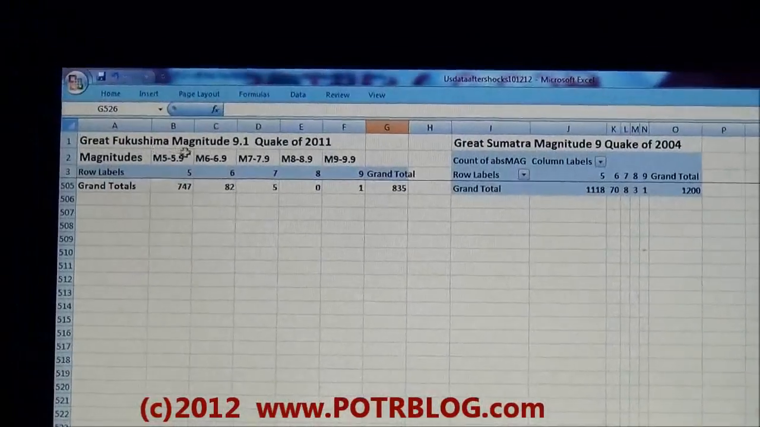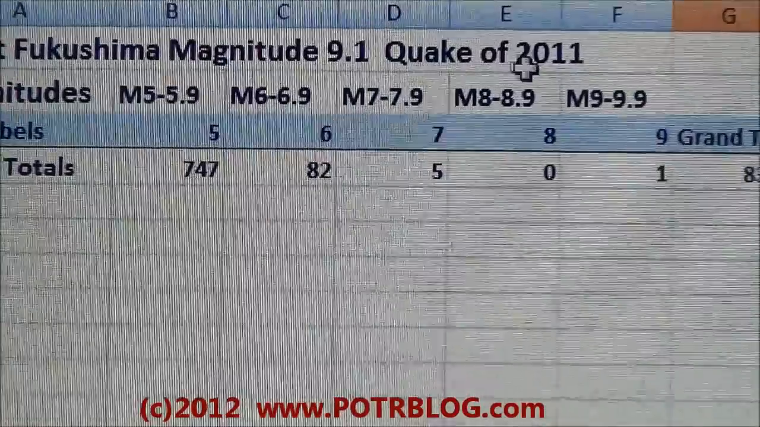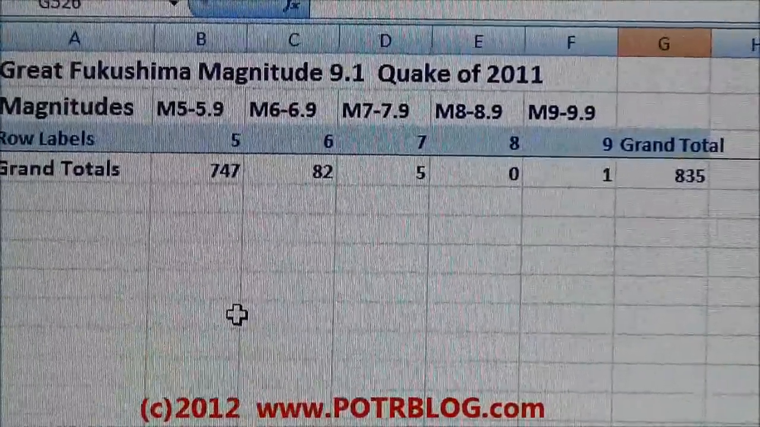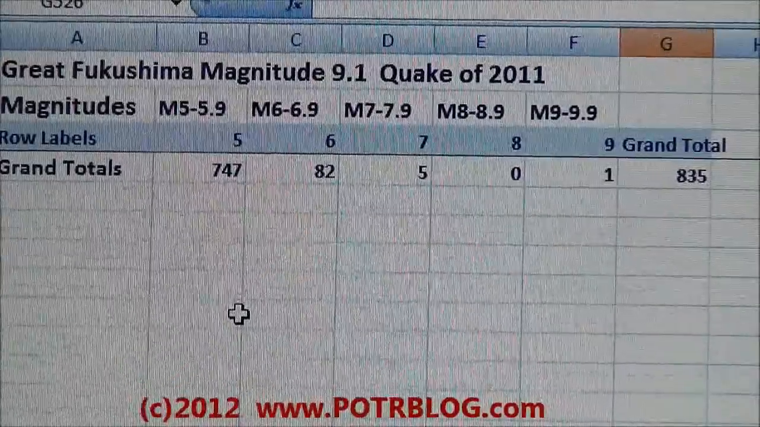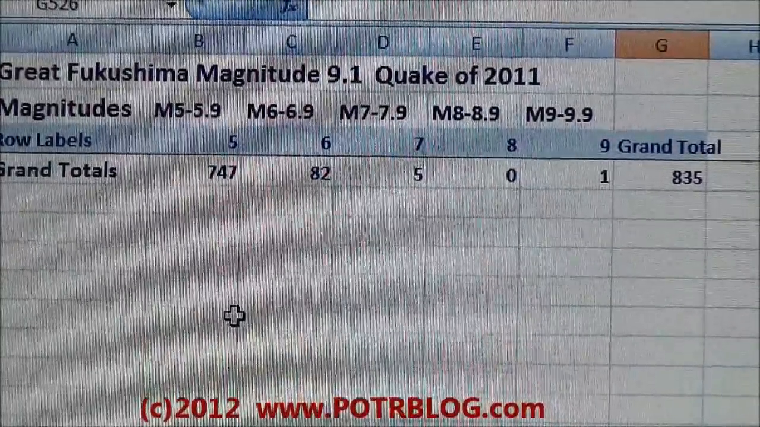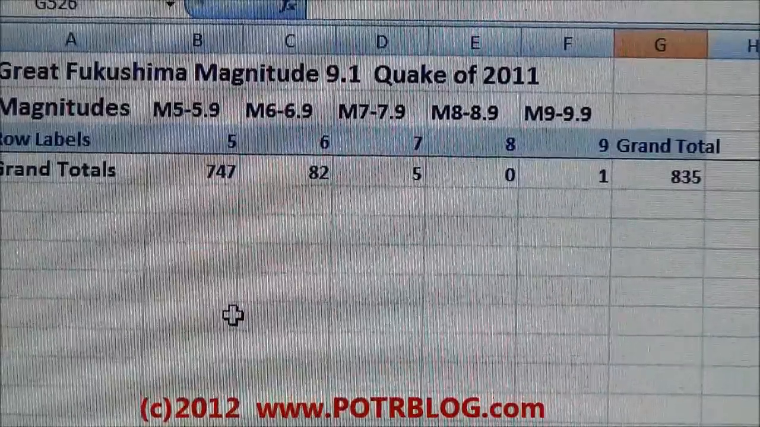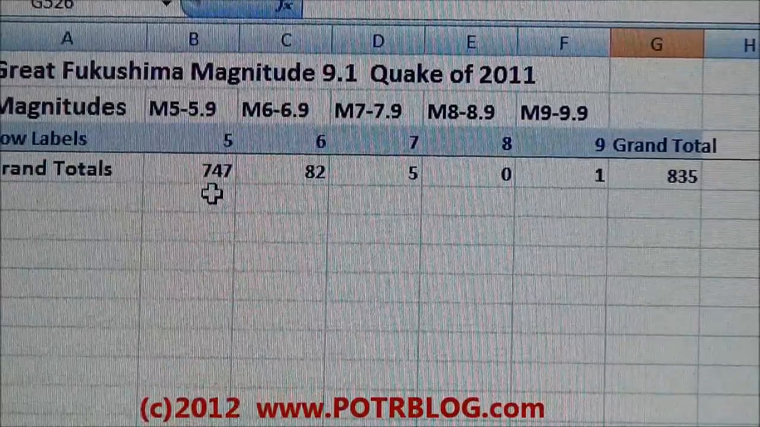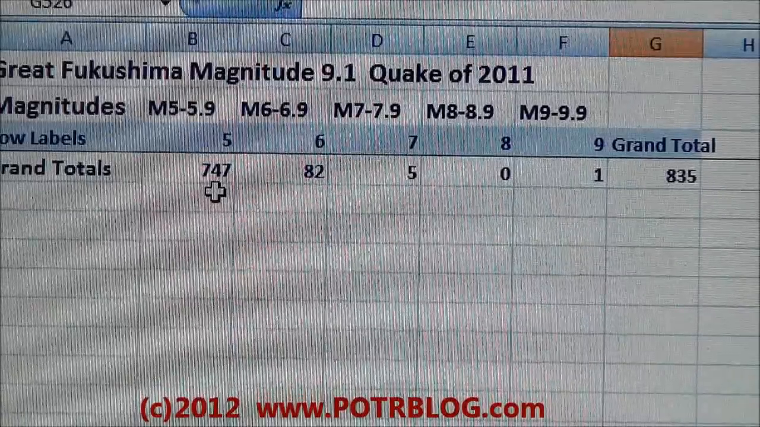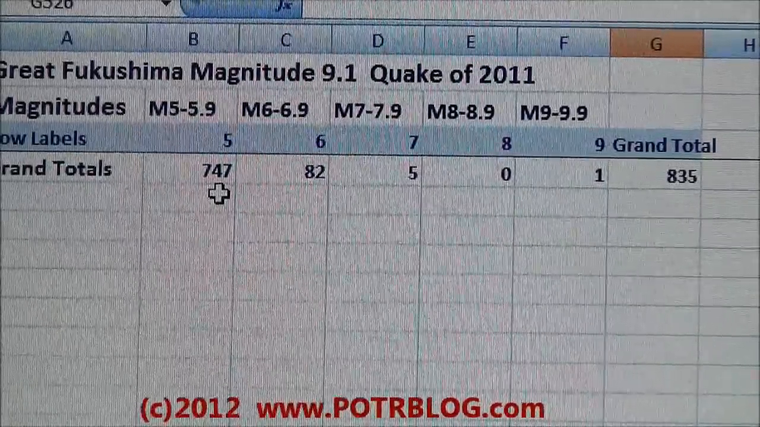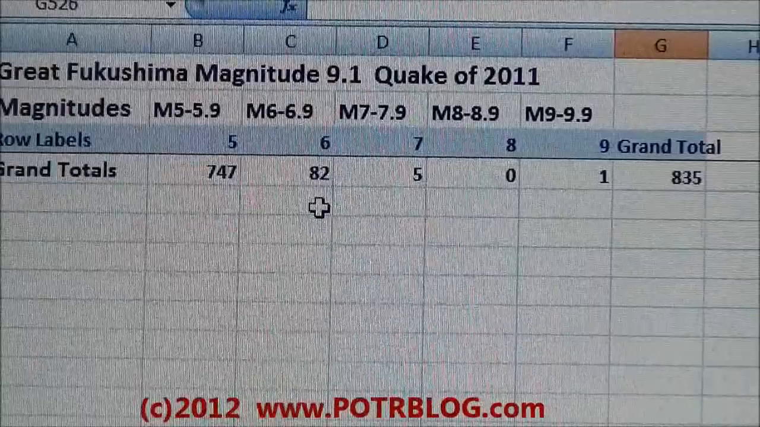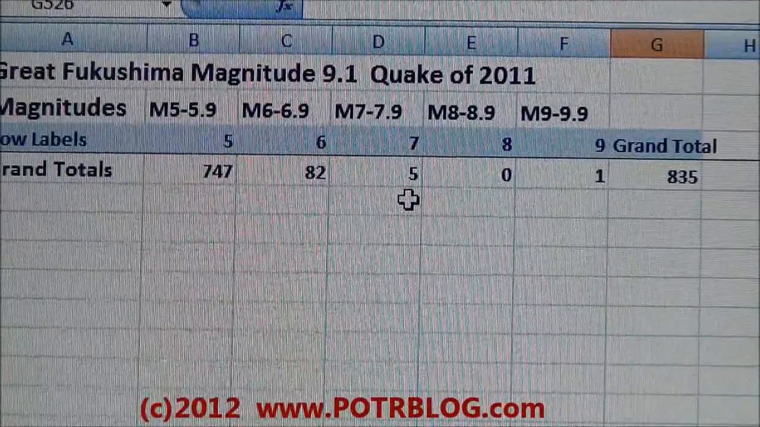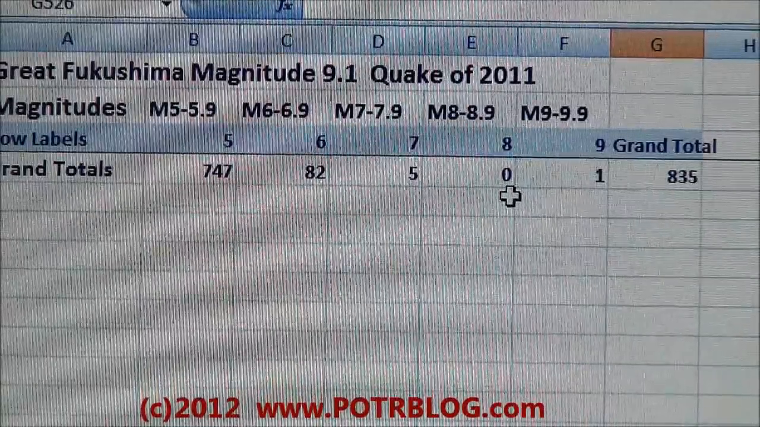this is the Great Fukushima magnitude 9, 9.1 quake of 2011. One thing to note is that the Japanese measurements and the American measurements are slightly different. So the Japanese may call something a 9.2 and the Americans will call it 9.1. We won't go into the details of that. But if you look here, you'll see that there's been 747 magnitude 5 earthquakes since March of 2011. There's been 82 magnitude 6s measured. There's been 5 magnitude 7s and no magnitude 8s.